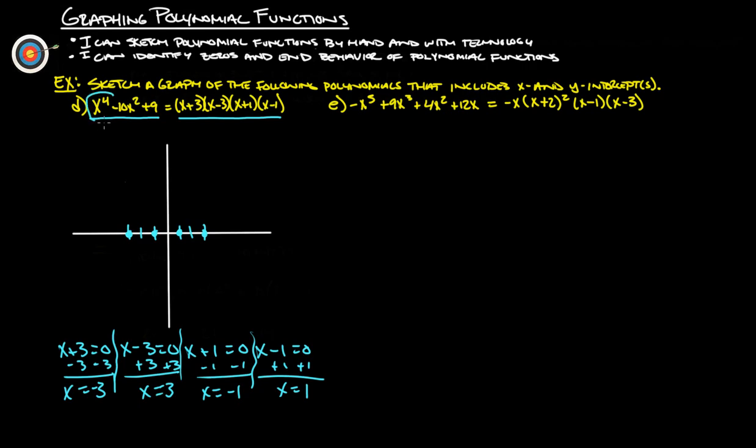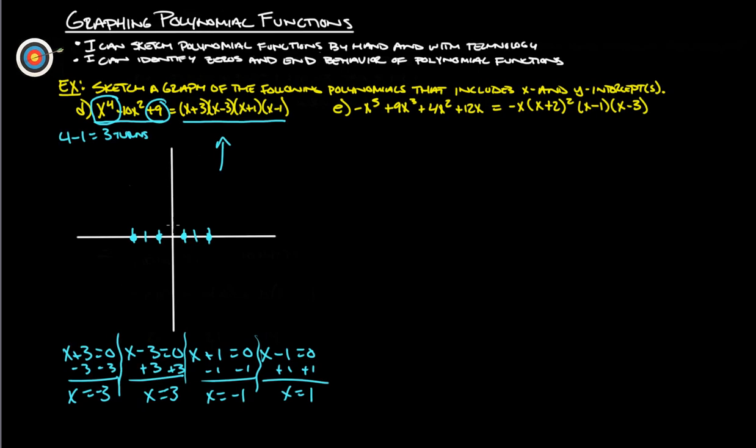We also want to go back here, and this is pretty important because this is going to help us figure out it's positive. So we know it ends up going up like this here. And it's going to have 4 minus 1, so at most 3 turns. And then also this plus 9 tells us that it's going to end up crossing right through there at 9.